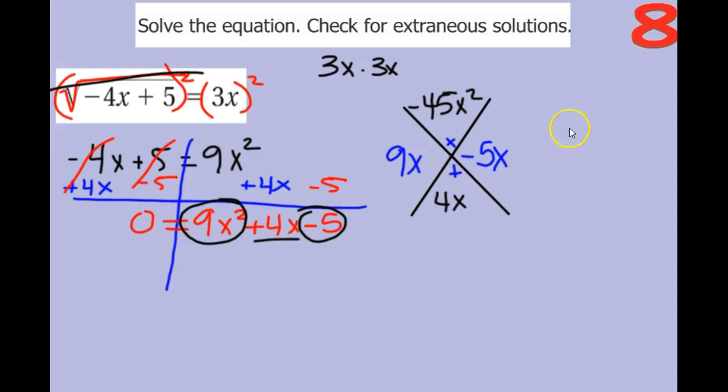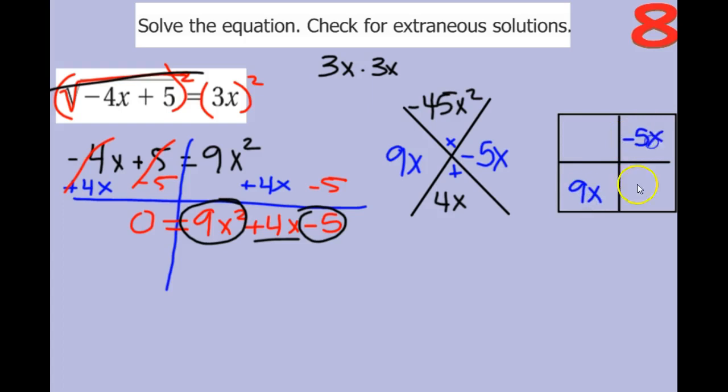So in our box, we have, draw it out here first. Again, feel free to pause the video if you need to. My 2 side ones go in our diagonal. We have 9x and negative 5x. First term from our equation was 9x squared. Last term was negative 5.